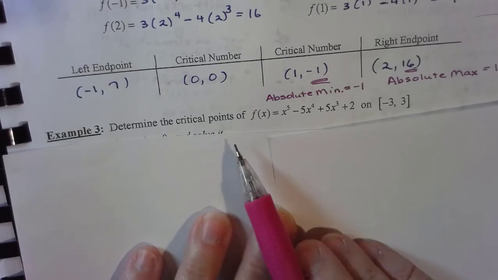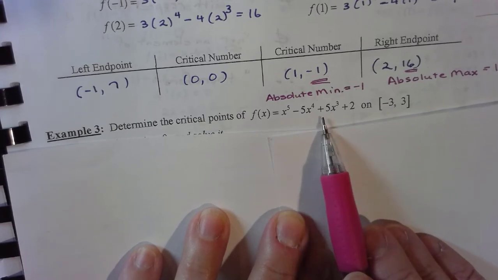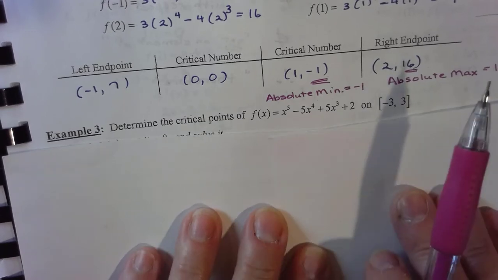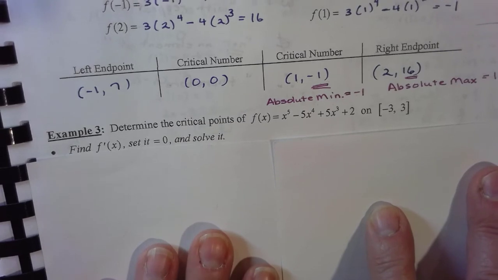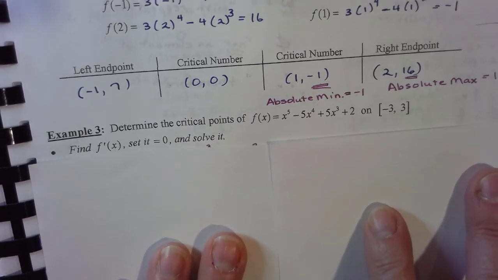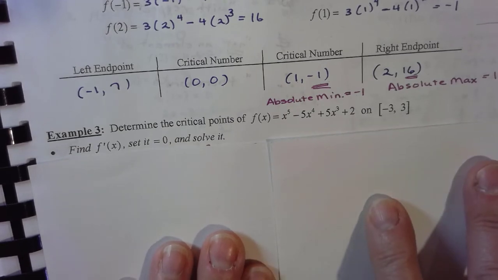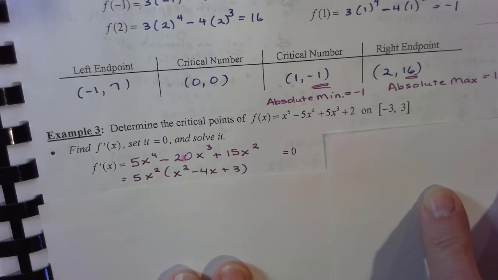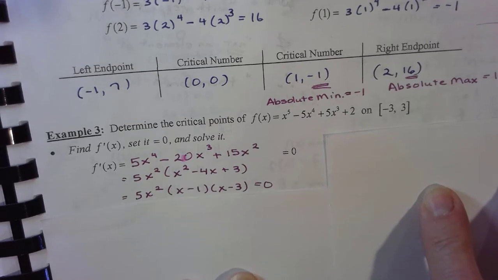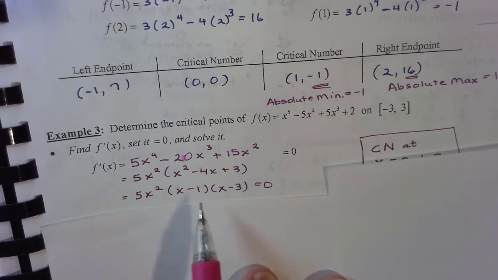Determine the critical points of f of x equals x to the fifth minus 5x to the fourth plus 5x to the third plus 2 on that interval from -3 to 3. So what are we going to do? First, again, we're going to find f prime of x, set it equal to 0, and solve it. This is a polynomial function. We know it is continuous, so we will not have a situation where the derivative is undefined. There's my first derivative, set it equal to 0, and solving it, I can factor out a 5x squared, and what remains can be factored. And so my critical numbers are 0, 1, and 3.